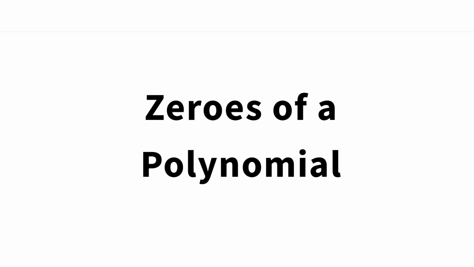Hello everyone. In today's video, we are going to look at the zeros of a polynomial. To get started, let us consider a polynomial p of x, which is equal to x minus 5. Now, I'm going to find out the value of this polynomial by taking some x. Let's say x is equal to 5.